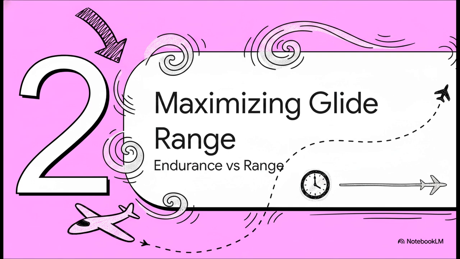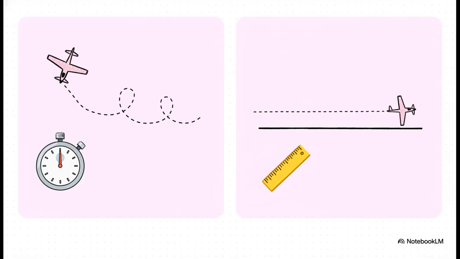Moving right along to Section 2, maximizing your glide range. Now, this is a super common point of confusion for student pilots, the difference between endurance and range. Let's say you have a real engine failure. Ask yourself, do you want to stay in the air for the maximum amount of time, or do you want to cover the maximum distance over the ground?